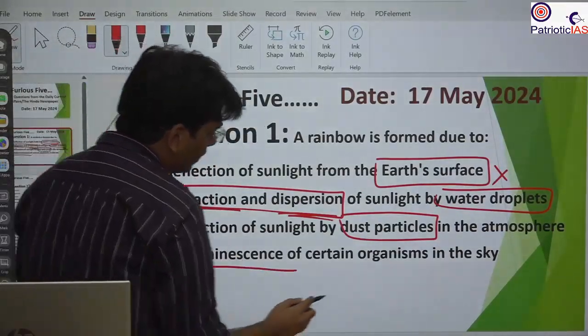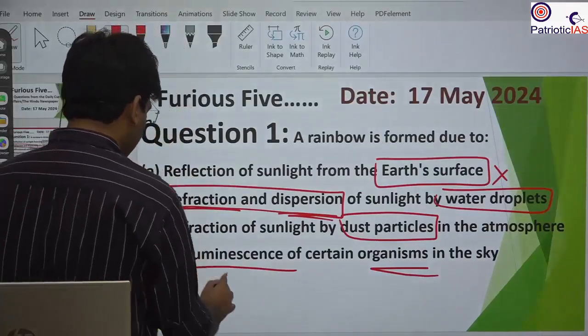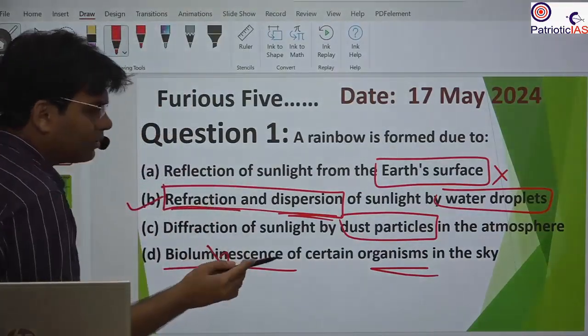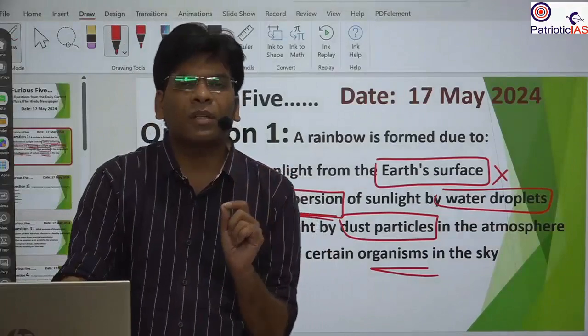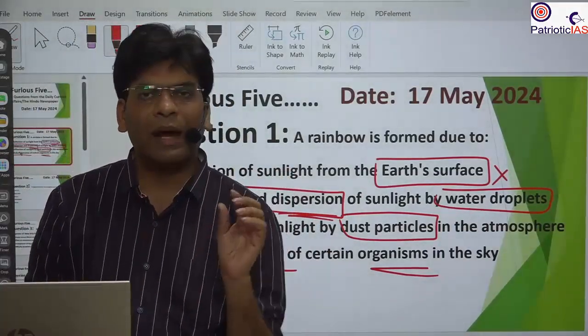Bioluminescence of certain organisms into the sky. There is no such thing. This is nothing like that. So this will be incorrect. Bioluminescence means some of the insects and some of the birds have the visibility.